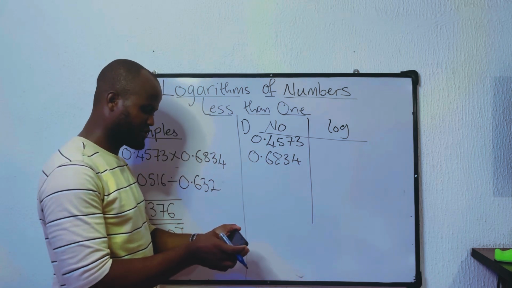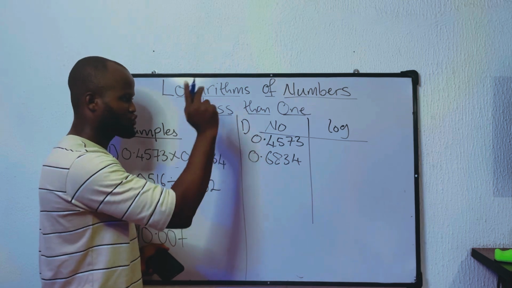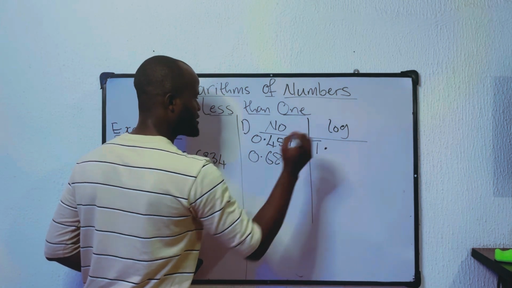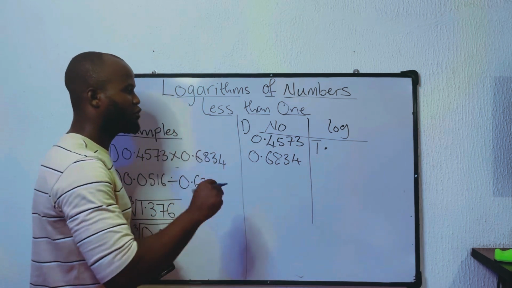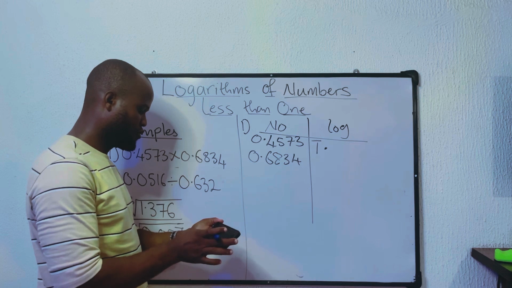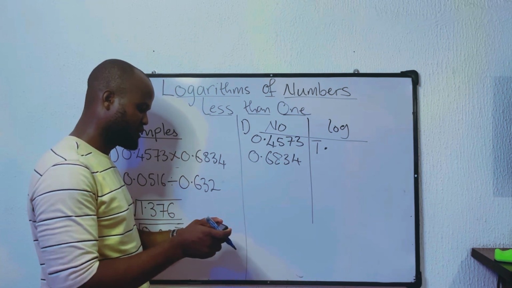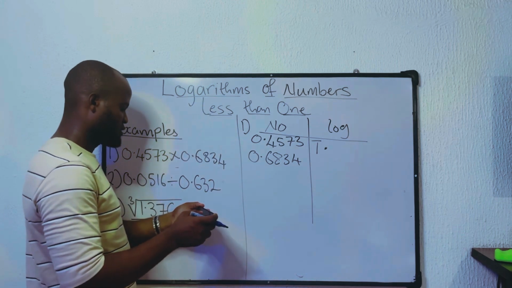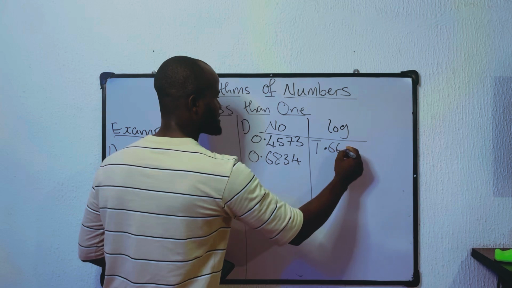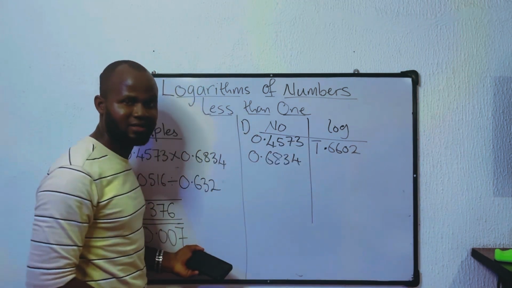We go to our calculator. Our first step, how many leading zeros are here? Just one. So we have bar 1 point. So we are now looking for the logarithm of 4.573. Log 4.573, and that gives us 0.6602. Remember, you're only taking the mantissa, you've already gotten your characteristic.